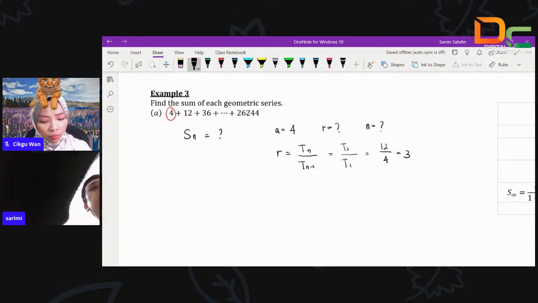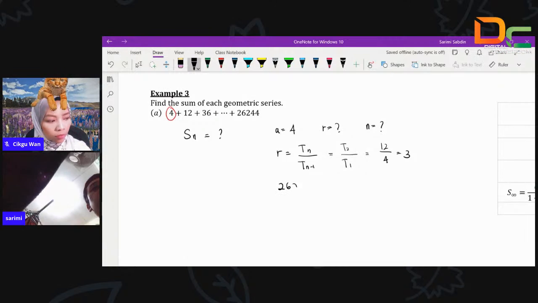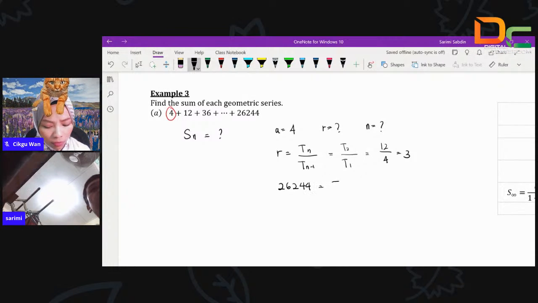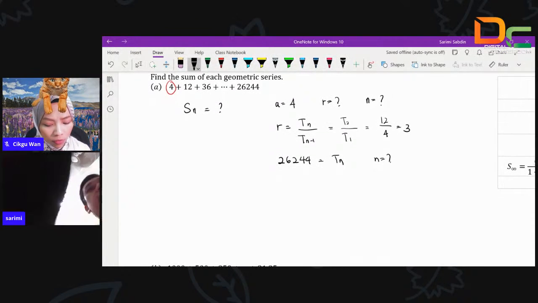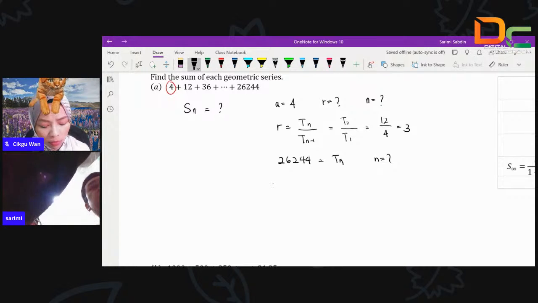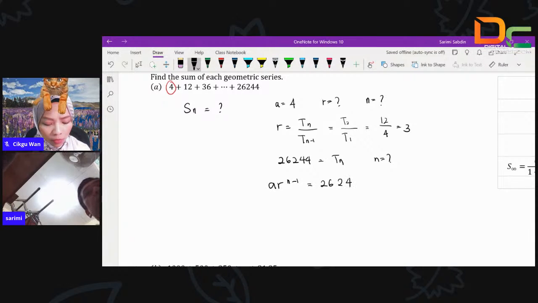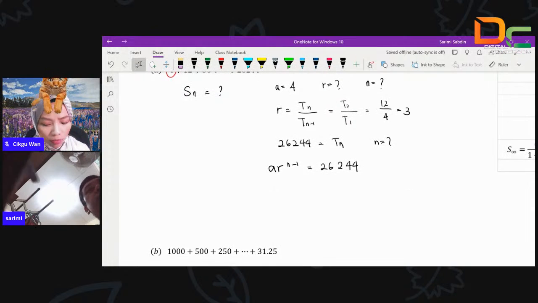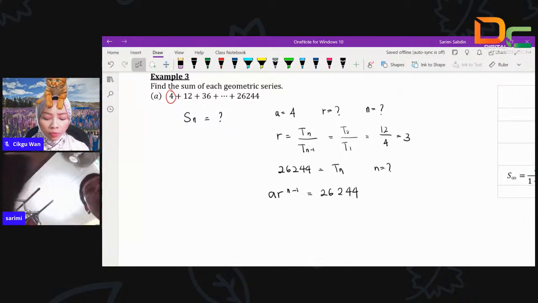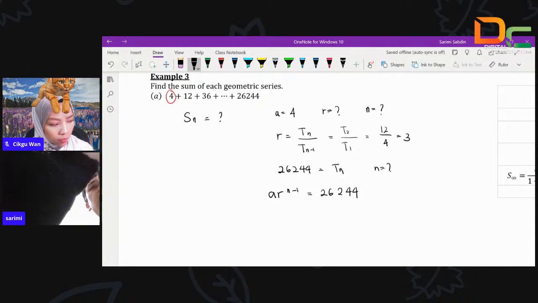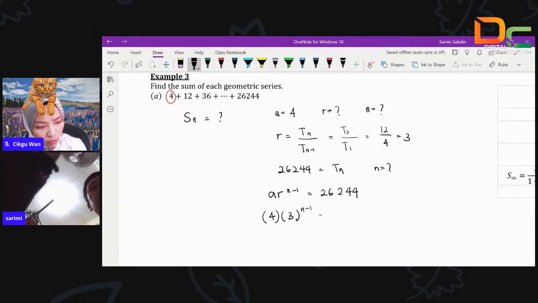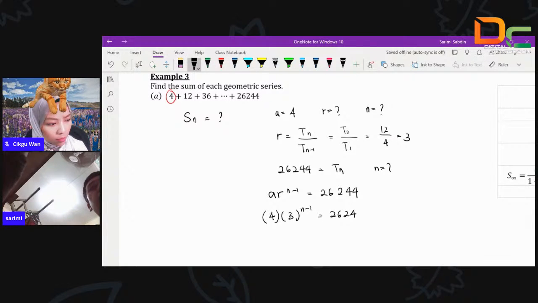And we need to know also, 26244 is what term. We need to know the n. Alright, so we can use the formula for Tn. So Tn is A R to the power of n minus 1 equals to 26,244. And we know the values for R and A, so we can substitute. A is 4, R is 3, to the power of n minus 1 equals to 26244.